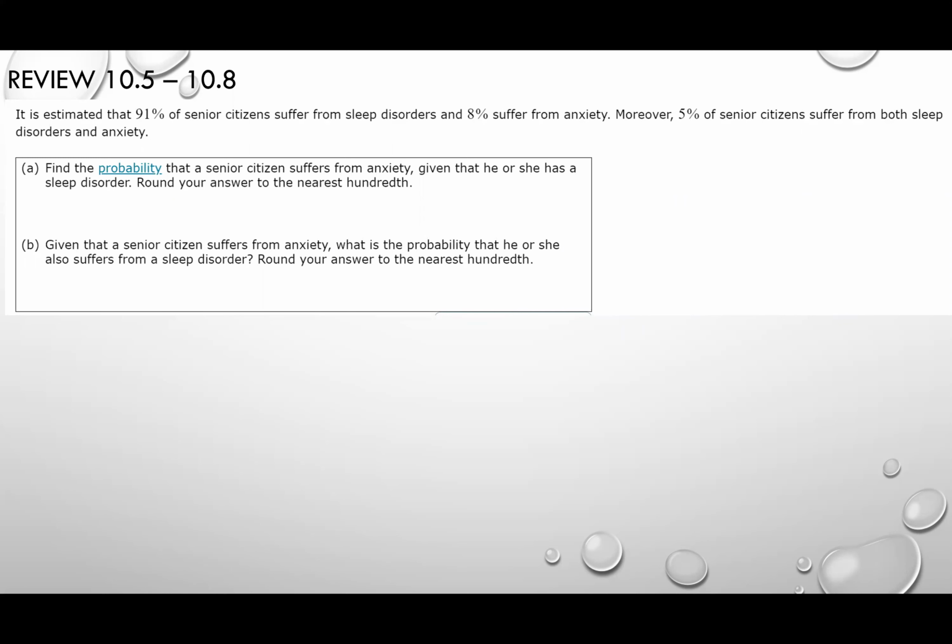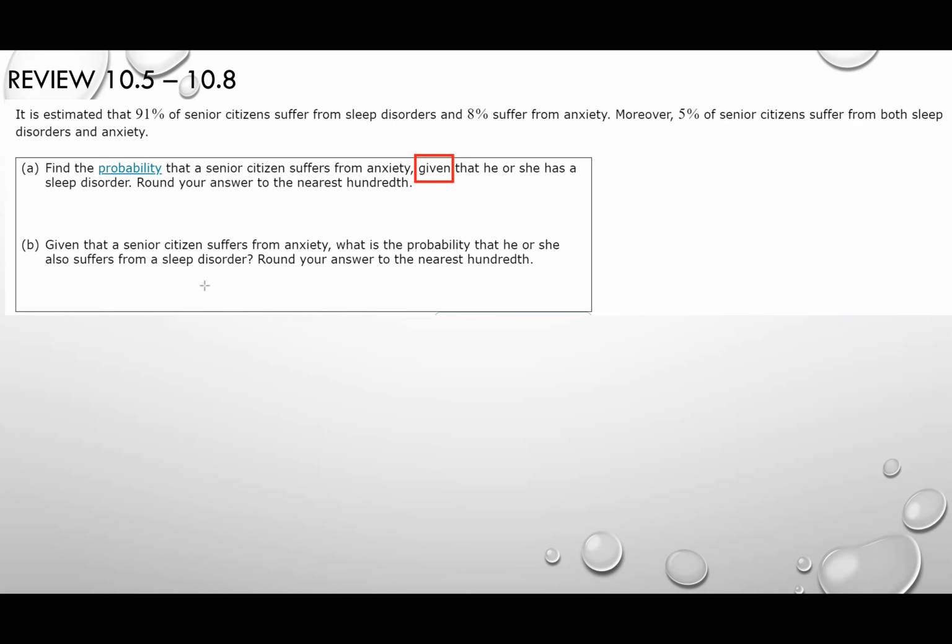And if you read this item, they ask you to find the probability. Find the probability that a senior citizen suffers anxiety given, oh, that's the keyword. If you remember my lecture last time, the word given is a keyword because this tells me that this is a conditional probability. Given what happened, given that he or she has a sleep disorder.